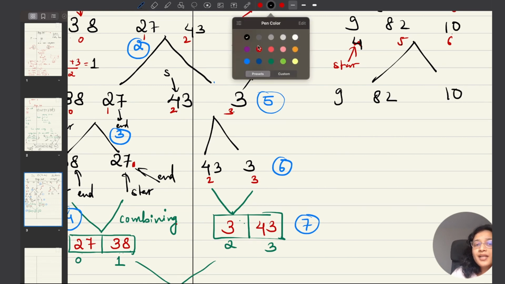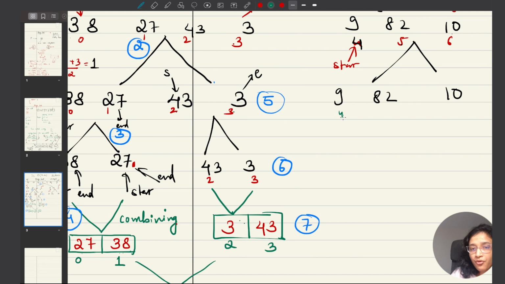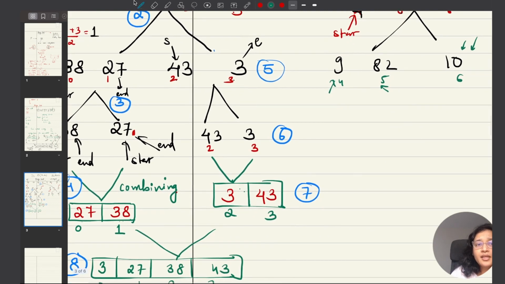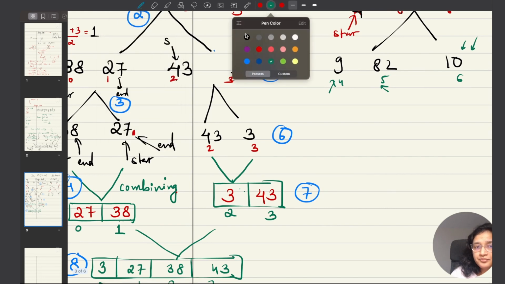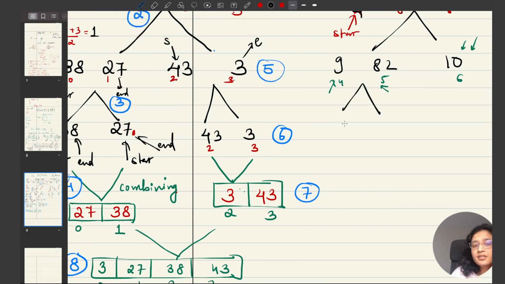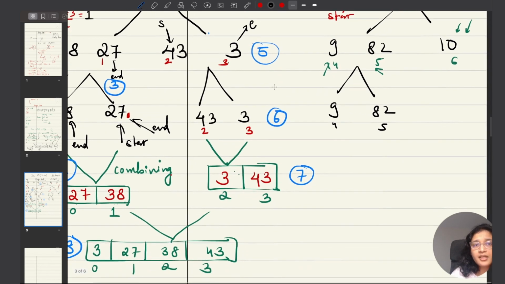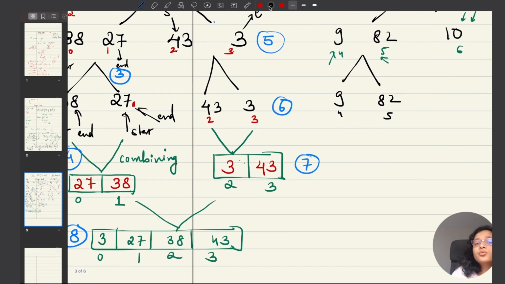Now 9 and 82 will have indexes as 4 and 5, and 10 is 6. This is your start here, this is your end here, this is your start, this is your end. I cannot divide this any further because there is only one element, right? But I can divide this further into 9 and 82, which is 4 and 5, correct? Once I finish this, what I can do is I can combine.